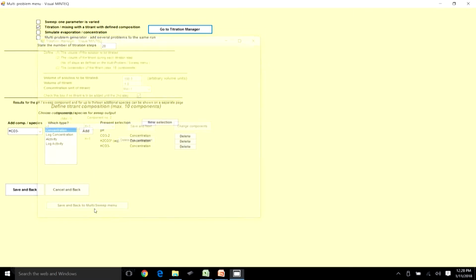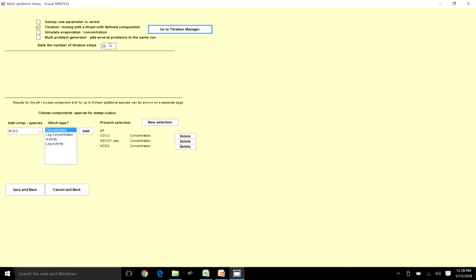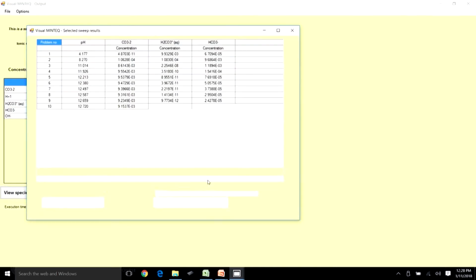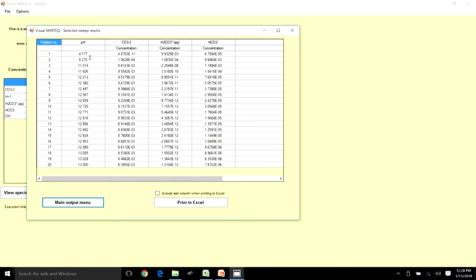So, again let us try to do this: save and back, multi steps, 20 steps, titration manager, save and back here, and I am going to run the MINTEQ, and again look at the selected sweep results. That is the reason, I guess: because I did not save it earlier, we had an erroneous value. Now we see the jump in pH from 4.1 to 8.2 with just one titration step.